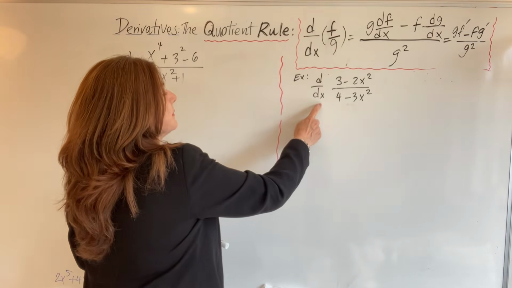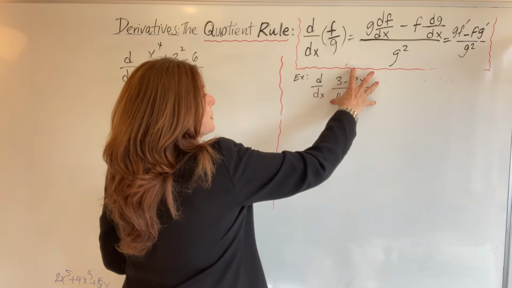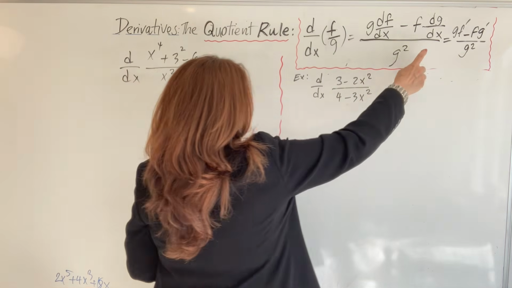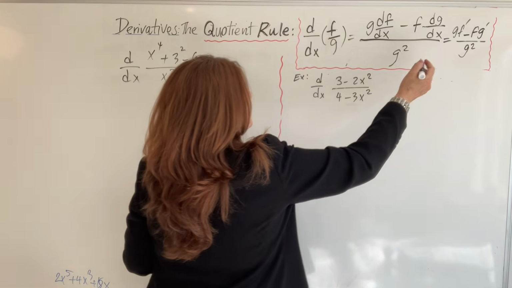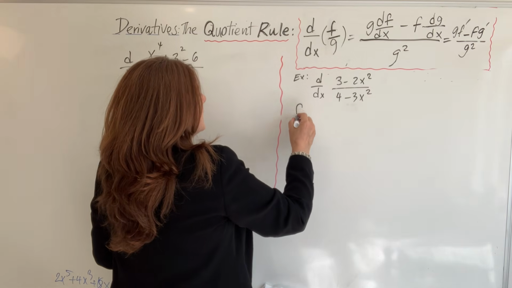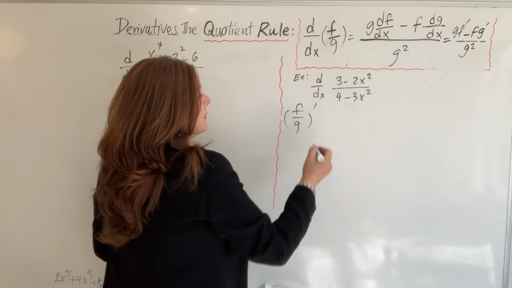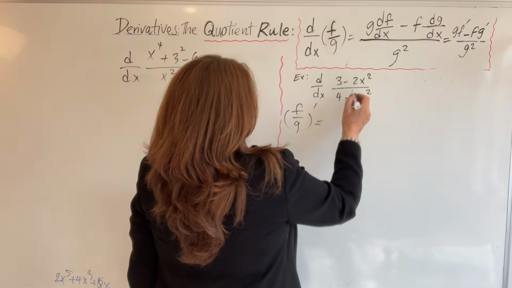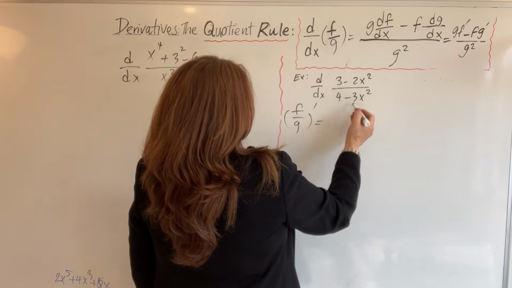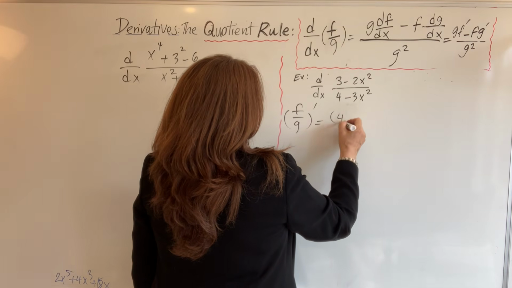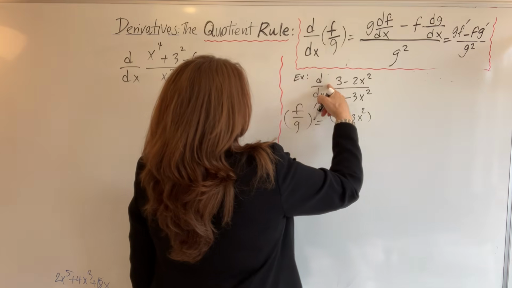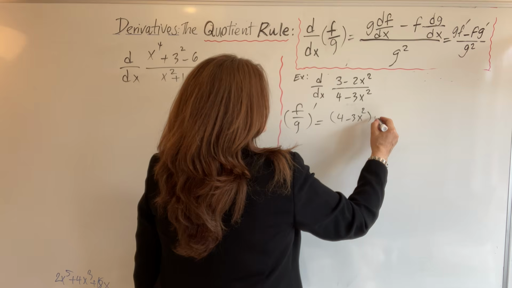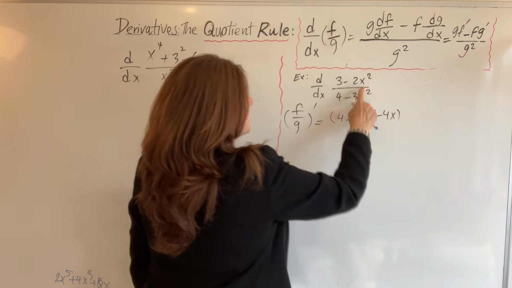Okay, the first example is the derivative of this quotient. This can be one function, the other one is this one. According to this, we can write f over g derivative. Then we say the bottom function, 4 minus 3x squared, times the derivative of the top. The derivative of this one gets negative 4x, because this one disappears.